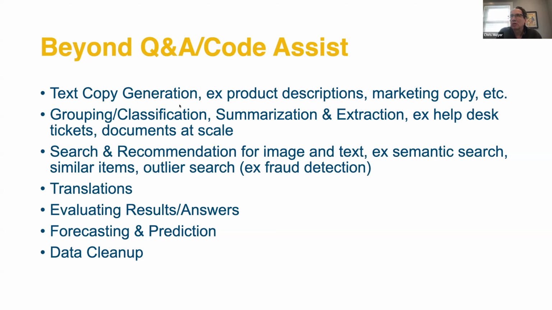So if you need to do grouping or classification or summarization of large gobs of data, it does that really well. Search and recommendation, Perplexity is something that you may have heard of. It is actually stealing market share from Google because it can search intelligently for you. It's really good at translation. So any companies who have as their business value that they can translate from one language to another, LLMs are completely taking that away. It can evaluate results.